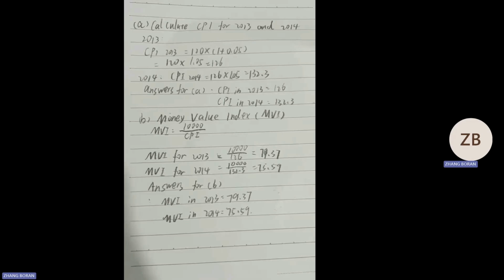2010 is the base year, so the CPI in 2010 is set at 100. In 2012, the consumer price index increased to 120. The inflation rate for both 2013 and 2014 was 5% per year. So CPI in 2013 is 126. CPI in 2014 is 132.3.